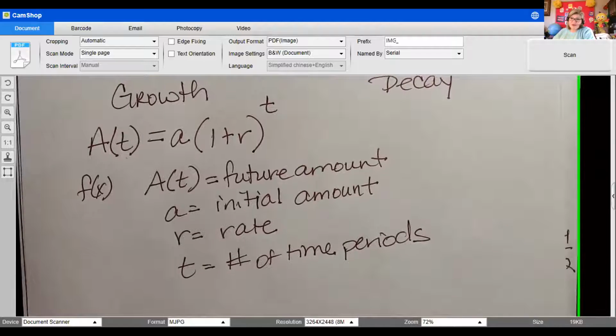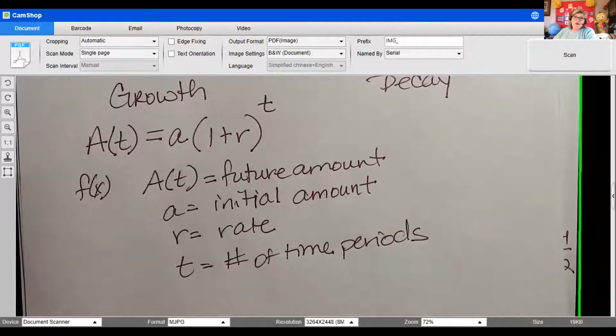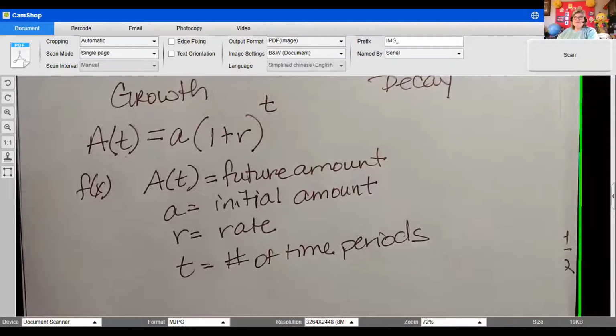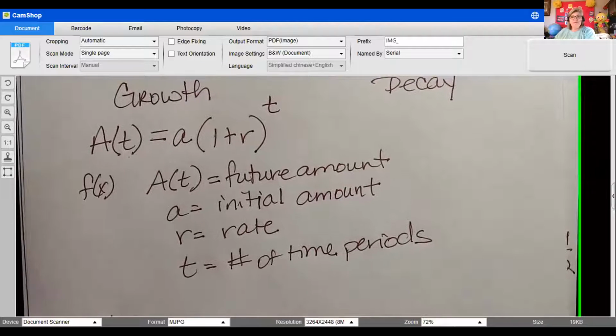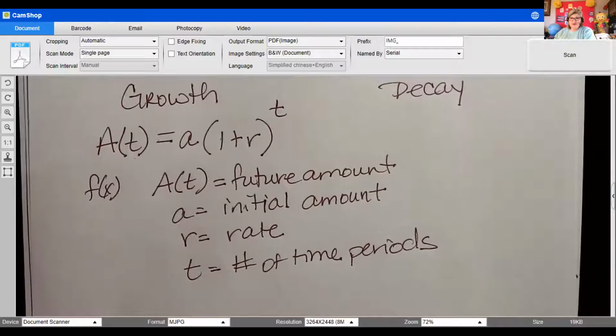And so intuitively, if you think about growth models, then you're going to realize that you're expecting things to increase as time goes up. We call that a positive relationship.